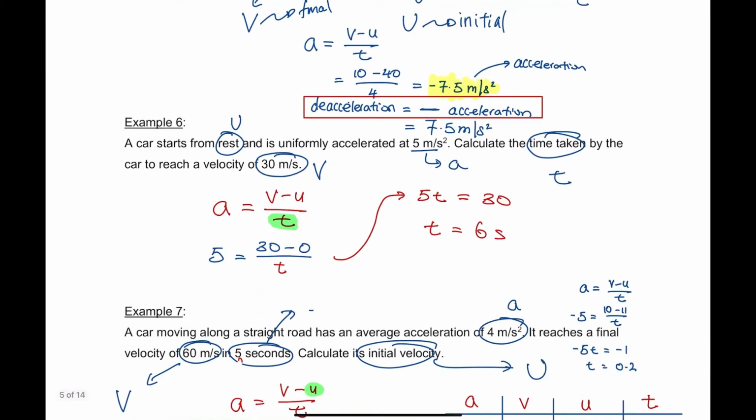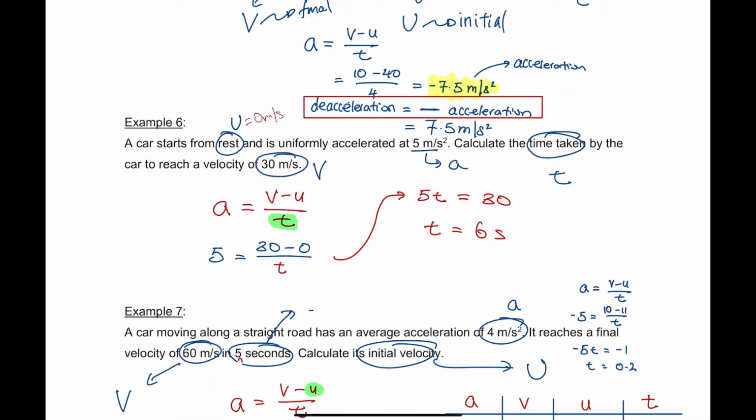Example 6: the car starts from rest. Rest means U is 0, so U is equal to 0 meter per second. And it accelerates at 5 meter per second squared, so 5 meter per second squared is my acceleration value. They ask us to find the value of time. This is the unknown that we do not know. And it reaches a velocity of 30 meter per second. The word reach means that this 30 meter per second is your final velocity.